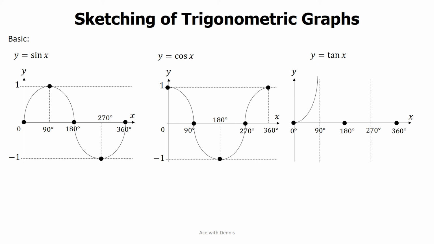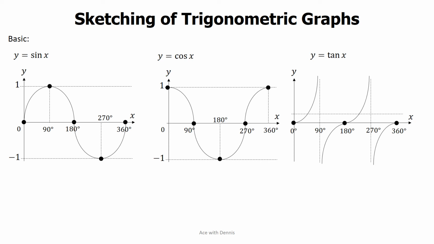From 0 to 90 degrees, it will curve up like this. From 90 to 180 degrees, it will curve like this, in this shape. Then from 180 degrees to 270, the shape will look like this. From 270 to 360, the shape will look like this. And from here you can see that the shape of the graph repeats every 180 degrees. From 0 to 180 degrees, the shape is the same as from 180 degrees to 360 degrees.